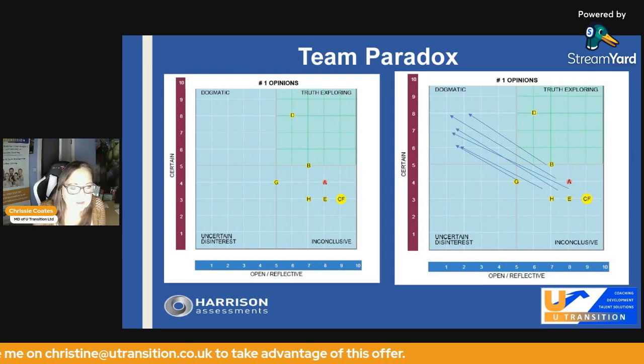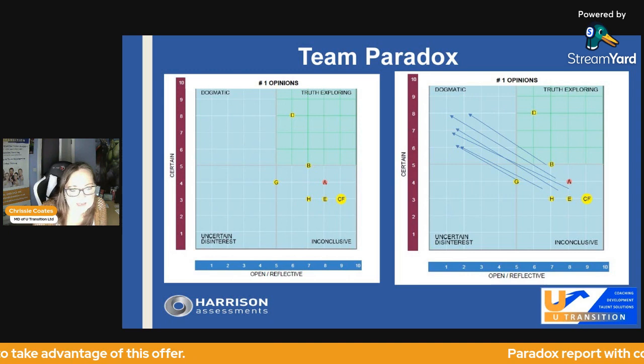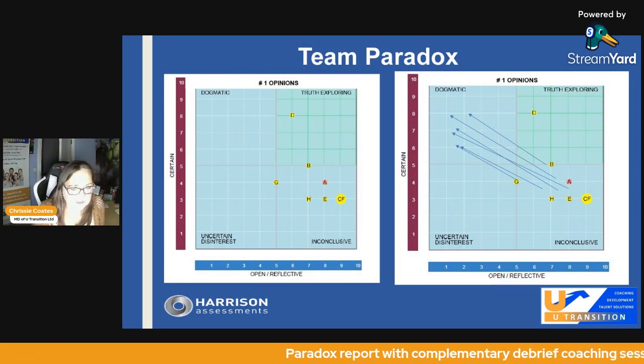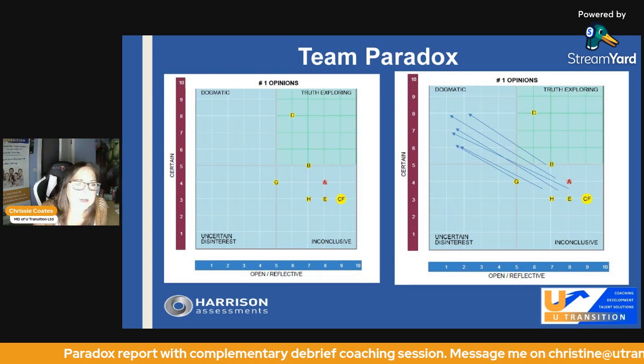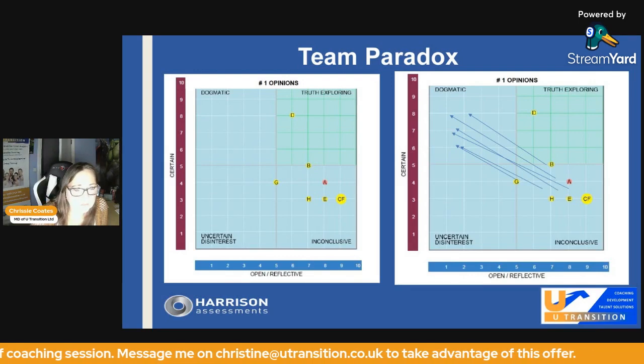So they are seeking the opinions, the views of other people. They're probably likely to be seeking the views of others way beyond the scope of those they should actually be consulting with. And what you get is also, as you can see there, that the leader is in that inconclusive quadrant.